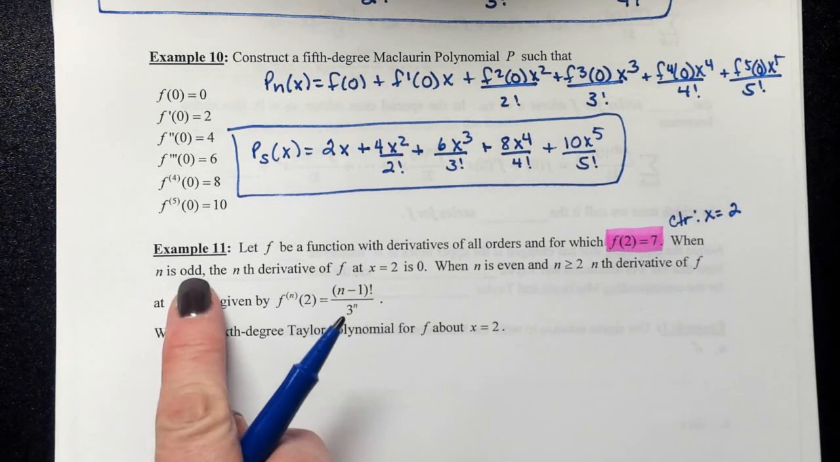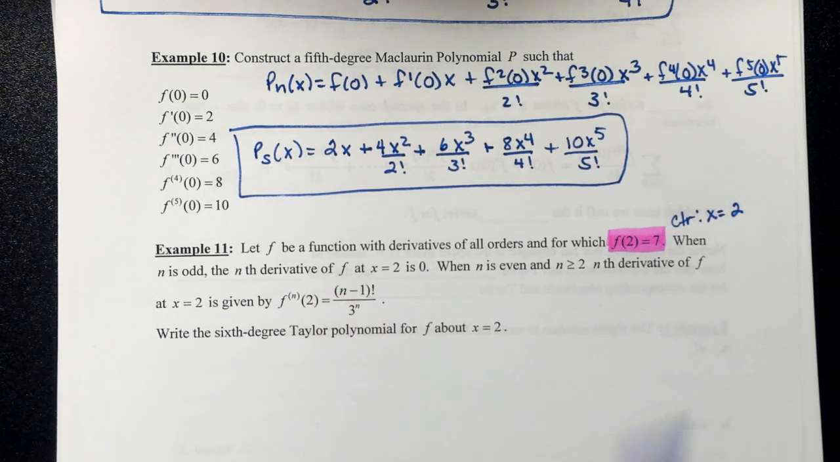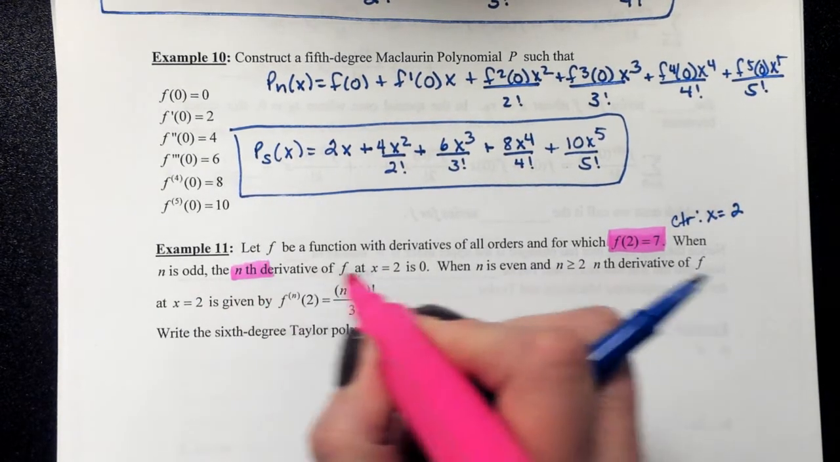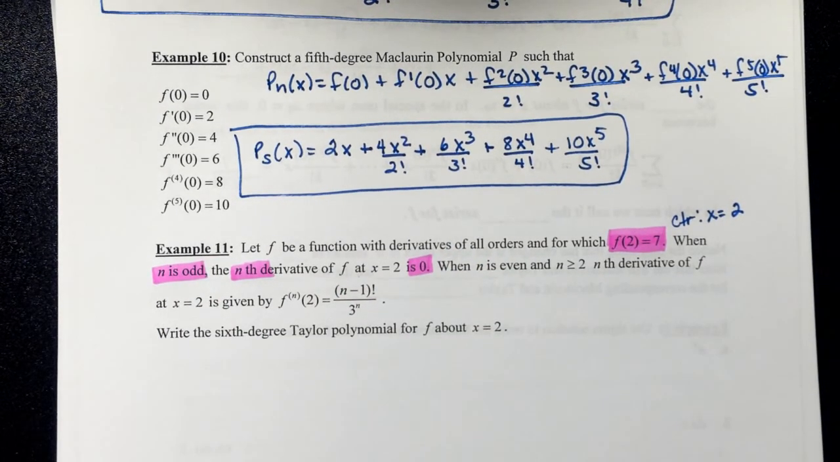So when n is odd, the nth derivative of f at x equals 2 is 0. So again, the nth derivative at any of the odd derivatives is going to be 0. So the first derivative is 0, the third derivative is 0, the fifth derivative is 0. So any of your odd derivatives is going to have a value of 0.